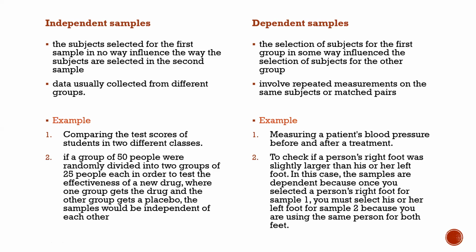First, you will take the blood pressure before giving a treatment, and after giving treatment, you will record the second measurement. The other example is to check if a person's right foot is slightly larger than his or her left foot. In this case, the samples are dependent because once you have selected a person's right foot for sample 1, you must select his or her left foot for sample 2, because you are using the same person for both feet and you are comparing both feet.